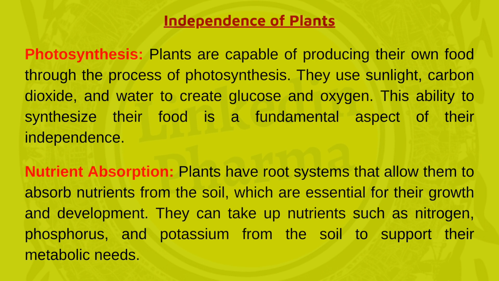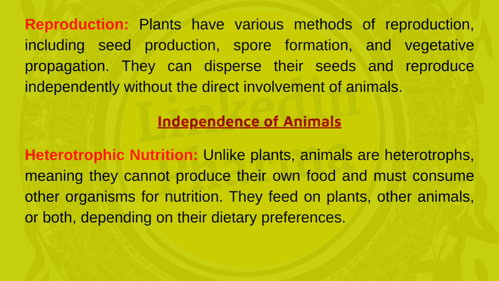Nutrient absorption. Plants have root systems that allow them to absorb nutrients from the soil, which are essential for their growth and development. They can take up nutrients such as nitrogen, phosphorus, and potassium from the soil to support their metabolic needs. Reproduction. Plants have various methods of reproduction, including seed production, spore formation, and vegetative propagation. They can disperse their seeds and reproduce independently without the direct involvement of animals.